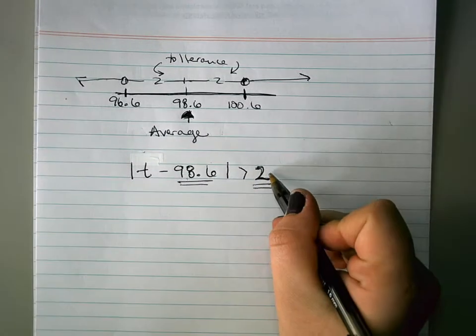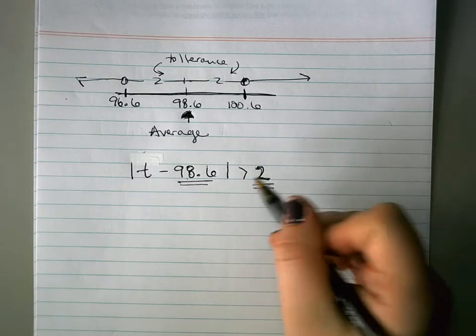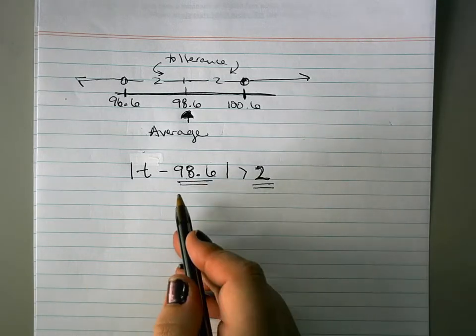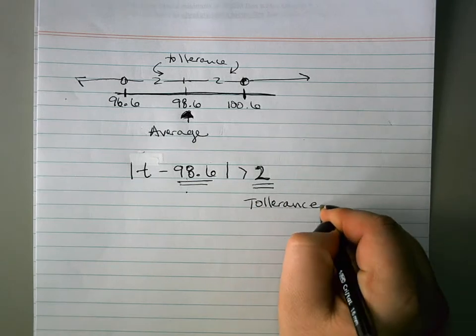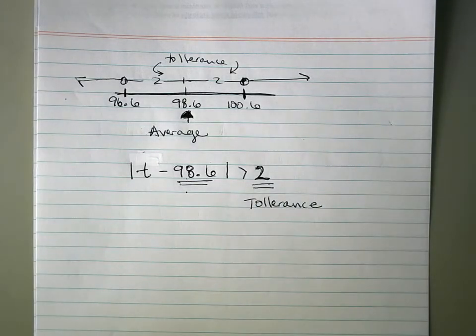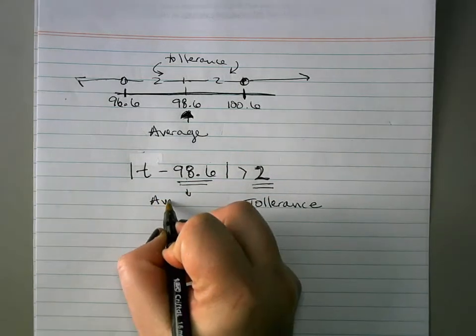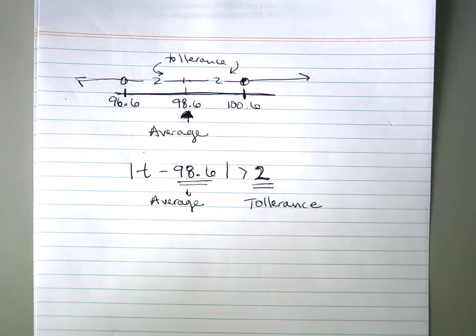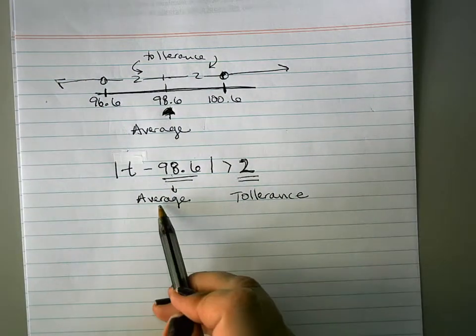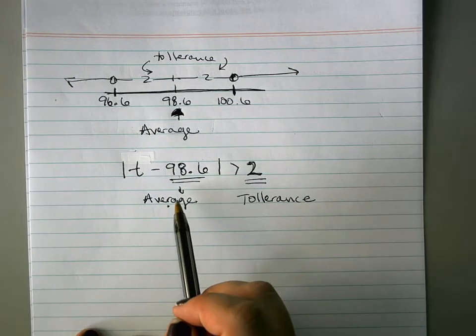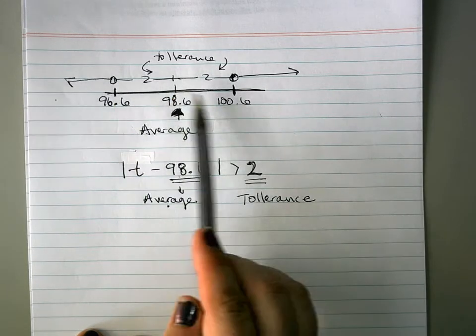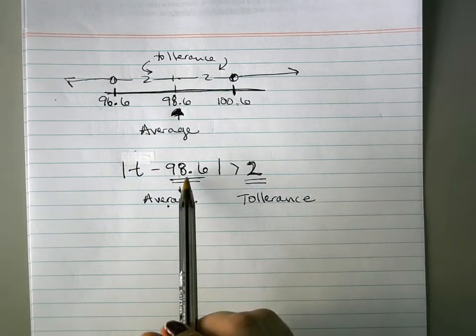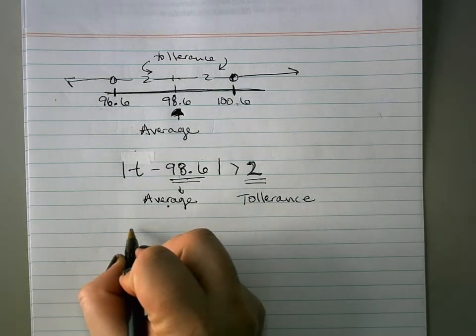So this number out here that was giving our range above or below, the number of units above or below our average, is called the tolerance. And the number that we're looking at, you can think of it as the new zero, is the average. The average is in the exact middle, the midpoint, the mid-coordinate, however you want to think of it, between our extreme values.